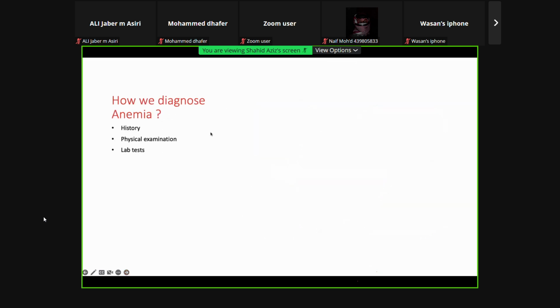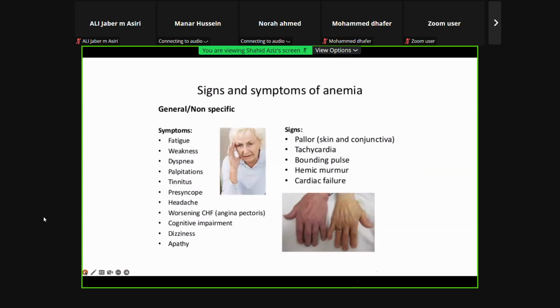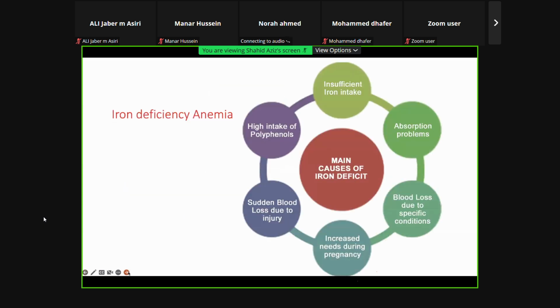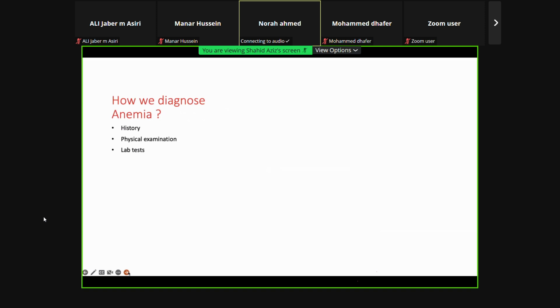How do we diagnose anemia? It is fairly simple. Based on the history and the clinical examination, you will look for the signs and symptoms. As I told you earlier, this slide shows the history, symptoms, and physical examination signs. But this is not enough. You have to confirm the exact type of anemia, and then you will do lab tests. The first lab test that you will do is CBC, or complete blood count.